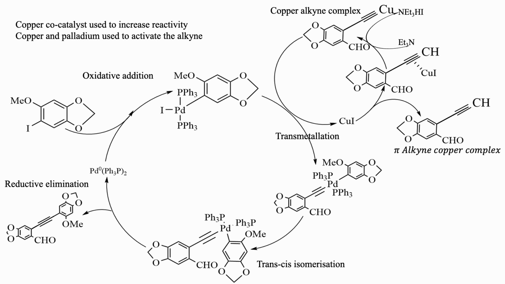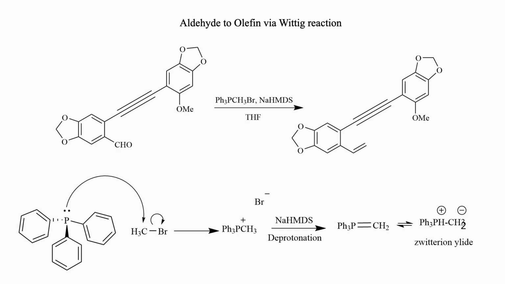Now we are left with a trans complex where the ligands are trans to each other. The next step in the cycle is trans-cis isomerization. This is where the cis isomer is formed for reductive elimination to give us our final product and reform our palladium catalyst. The second reaction is the conversion of an aldehyde to an olefin via the Wittig reaction.